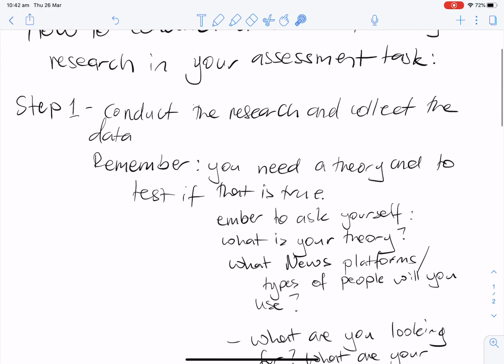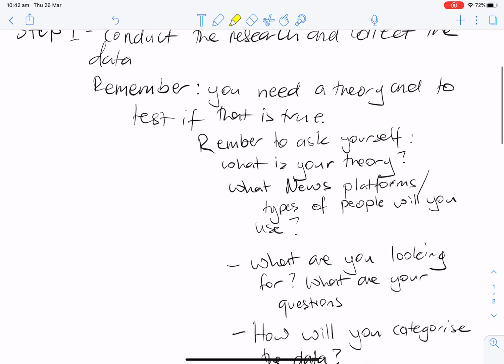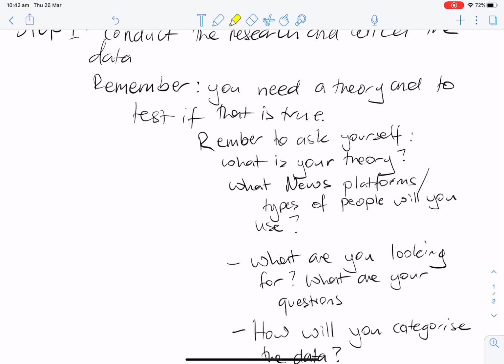First thing you need to make sure you remember is that you need a theory. You can't just go out and start looking for data. You need to go out looking for data with a clear thought or process of what you're trying to find. So the first thing to remember is that you do need that theory. I've got some questions there to help you figure out that theory, and also to find that data. So what is your theory?